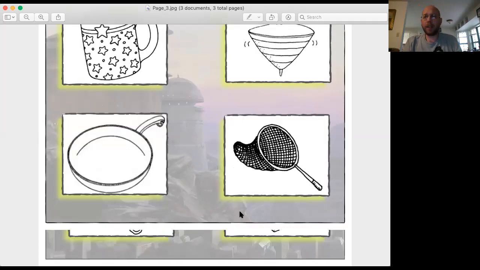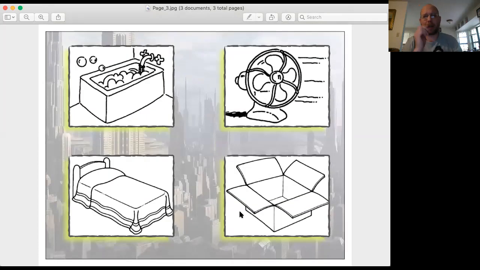All right, ready to play a game? Let's go ahead and play a game. I've got 4 pictures here. I am going to break the word up into its sounds. I'm going to segment it into its phonemes. I want you to point to the picture that I'm breaking down. Ready? Listen carefully. All right, which one am I looking at?